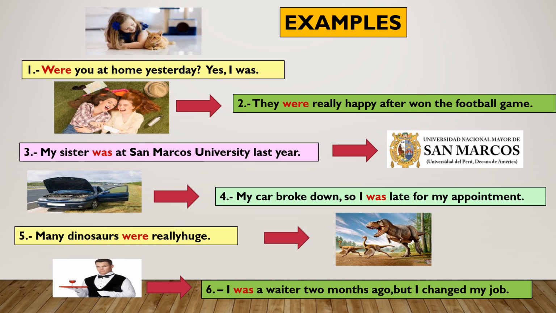Okay, let's continue with the examples of verb to be. There are pictures that help us to understand the sentences or questions. For example, number one is a question. Were you at home yesterday? Yes, I was. Second, they were really happy after they won the football game. Number three, my sister was at San Marcos University last year. Number four, my car broke down, so I was late for my appointments. Number five, many dinosaurs were really huge. Number six, I was a waiter 2 months ago, but I changed my job. Okay, these sentences don't need translation, so you understand because the pictures help us to understand.